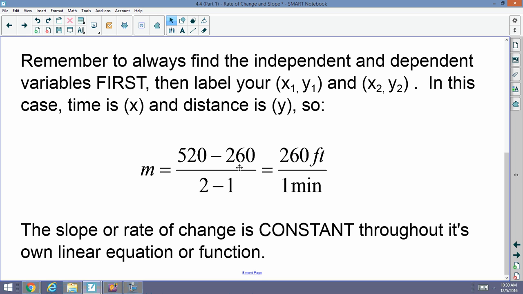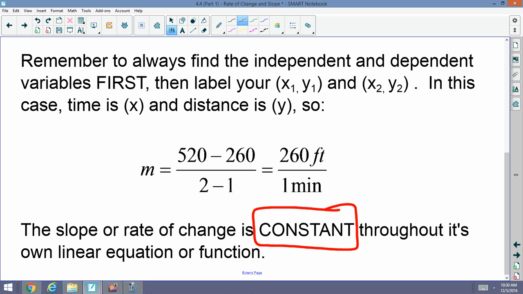Okay. And then remember, the slope or rate of change is constant throughout its own linear equation or function. It is constant. It will not change. Feel me? Okay.